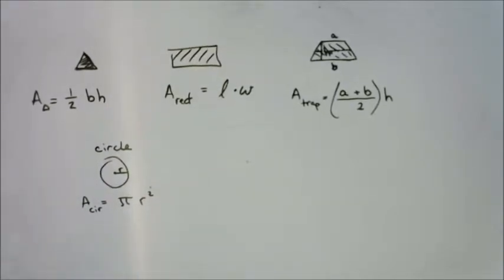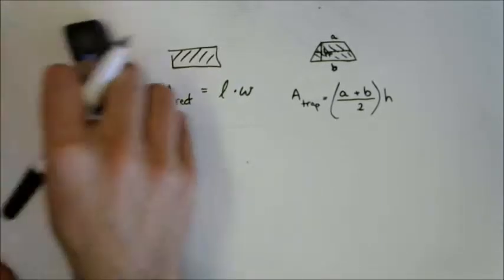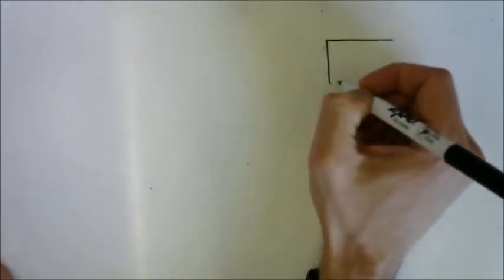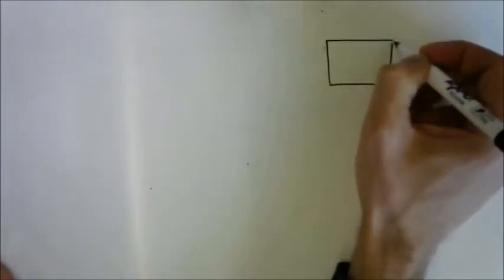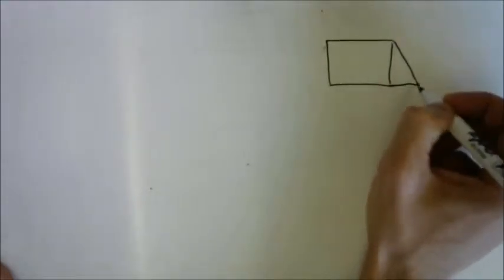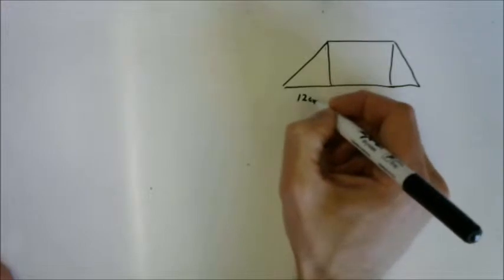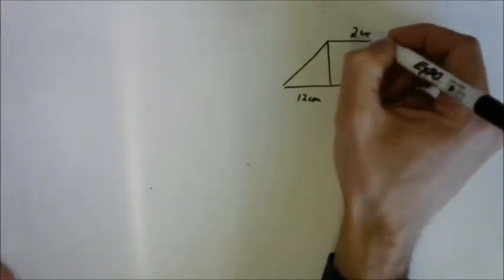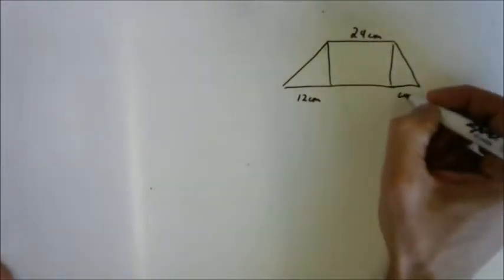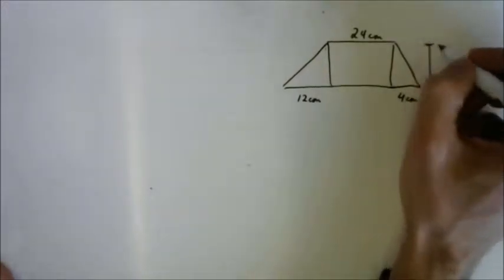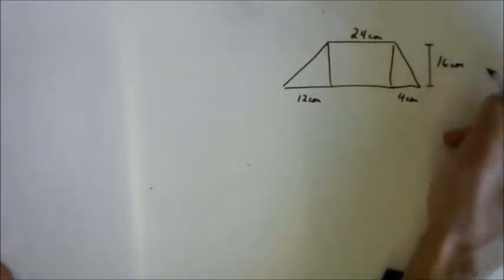Now it's time to do some solving, do some calculating. So right into example 1. Example 1, you have a diagram there. Diagram looks something like this. Where this is 12 centimeters, this is 24 centimeters. The base of this triangle is 4 centimeters, and the height of the whole thing is 16 centimeters.